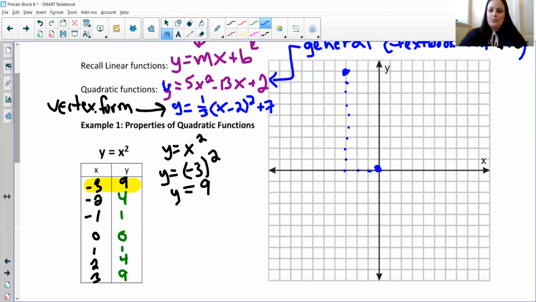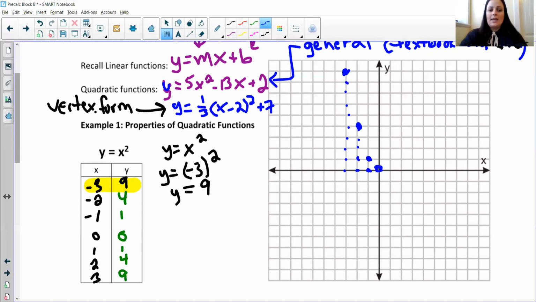When x is -2, y is 4. So count up 1, 2, 3, 4. And when x is -1, so here's -1, y is 1. So it's up here, okay? And then when x is 0, y is 0 right here.